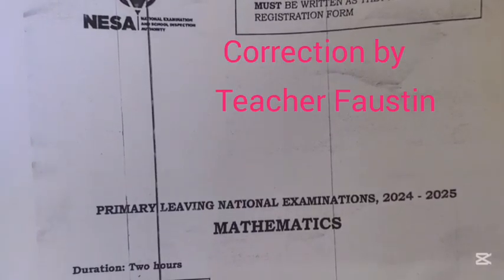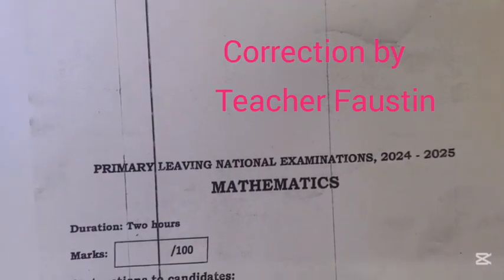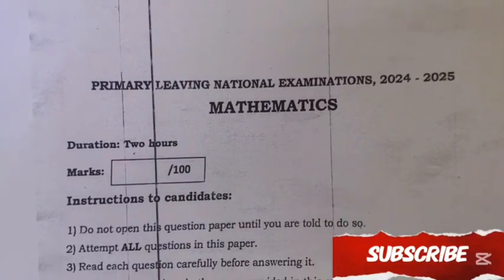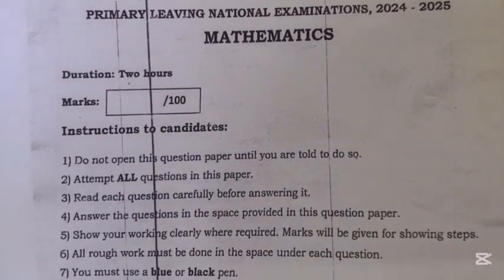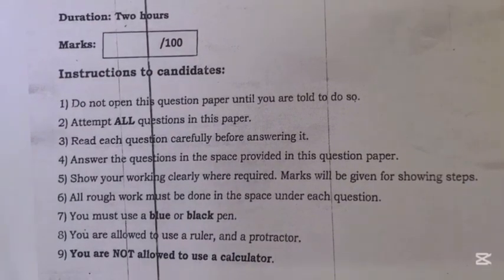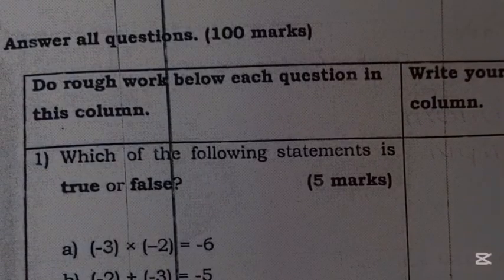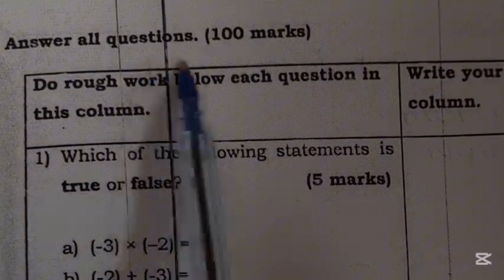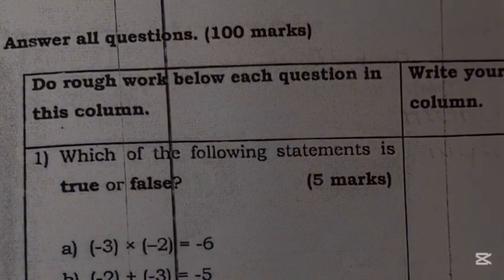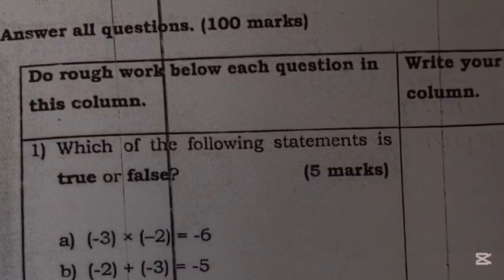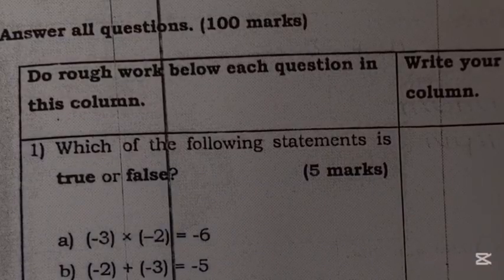Now this is the primary leaving national examination 2024-2025 mathematics. Exam duration is 2 hours and these are the instructions. You have to read them and listen carefully. Then the first question: read and answer all questions out of 100. By answering the first question, which of the following statements is true or false? But you have to check before answering.